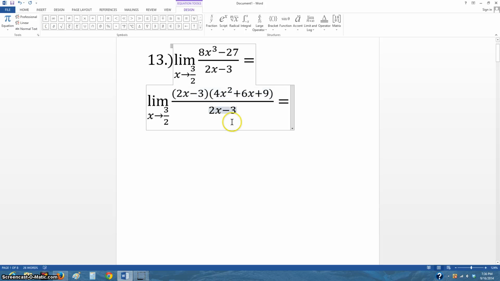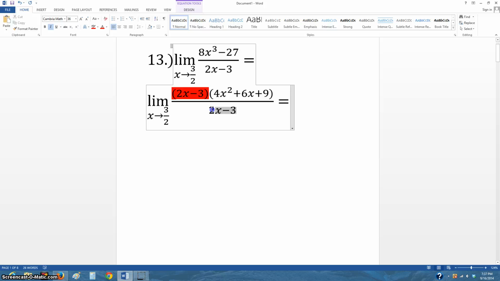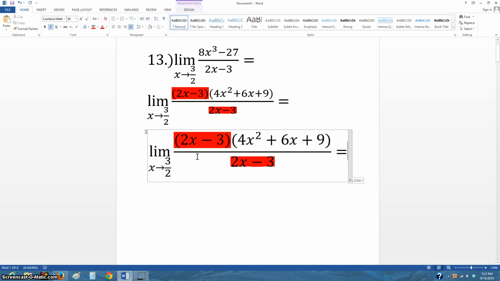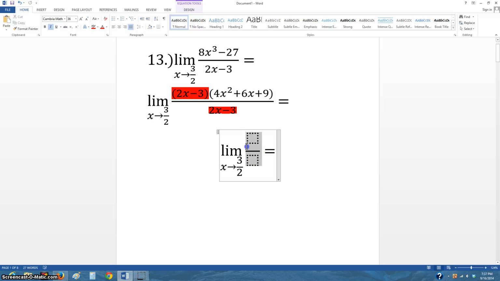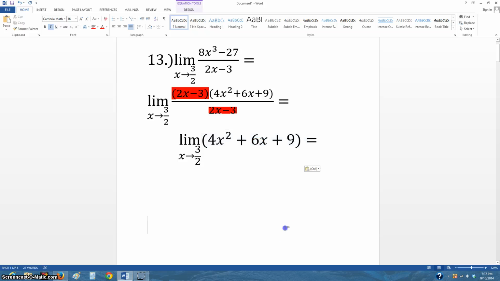Okay, at this point, this cancels out right here with the numerator. So let's go ahead and cancel them out. So now you are left with the limit of 4x squared plus 6x plus 9. Okay, so if you go ahead and type that in your calculator.